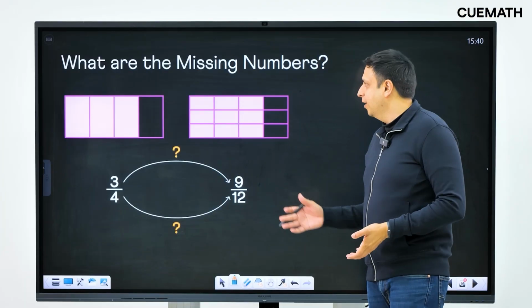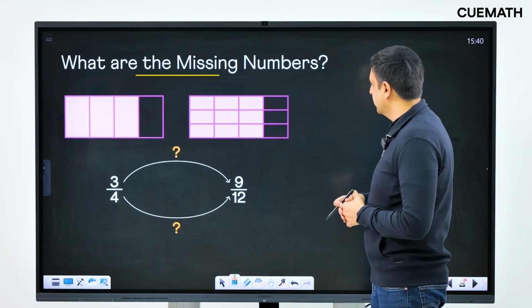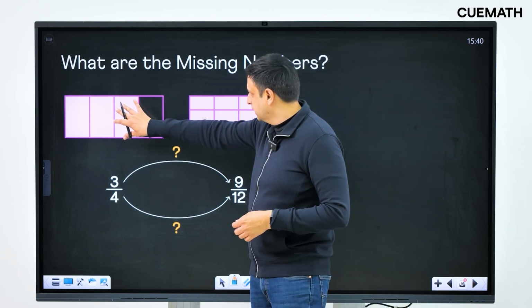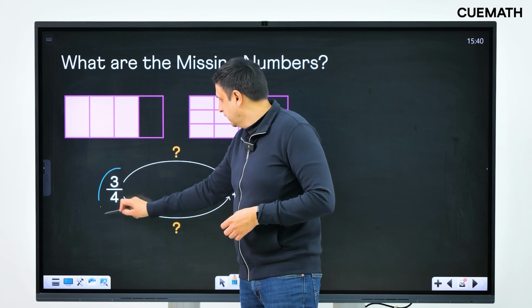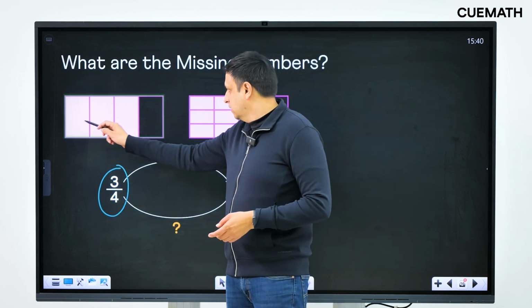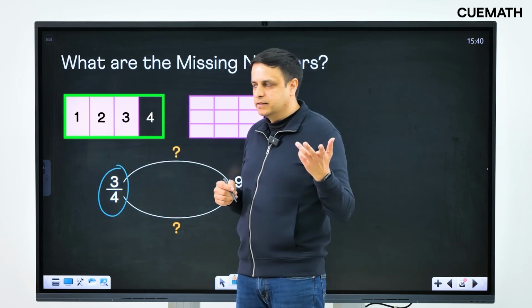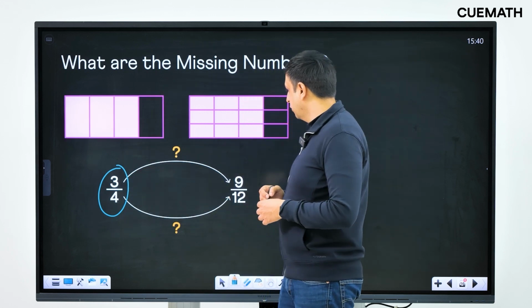Okay, now we will solve this question. What are the missing numbers? So we have this fraction here, which is 3 over 4. Why is that? Because the whole has been divided into 4 equal parts, 3 of them are shaded. So this is 3 over 4.